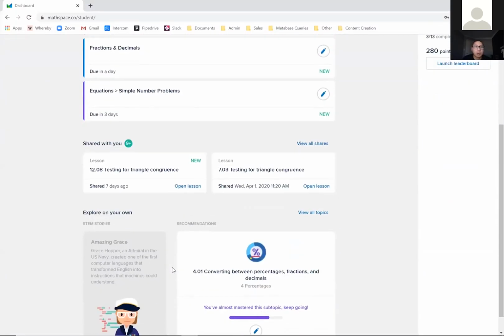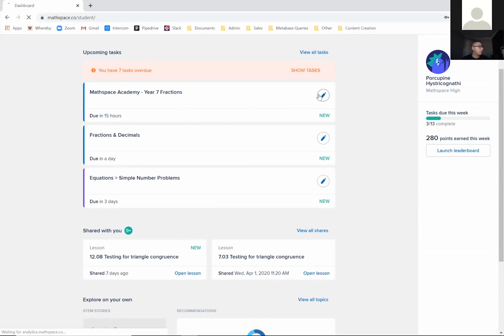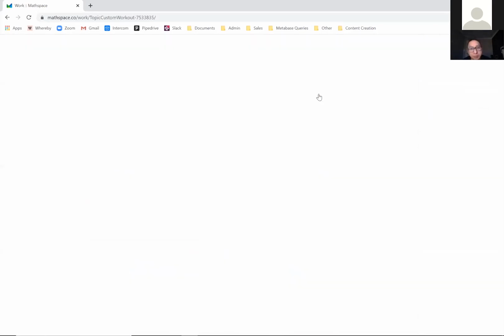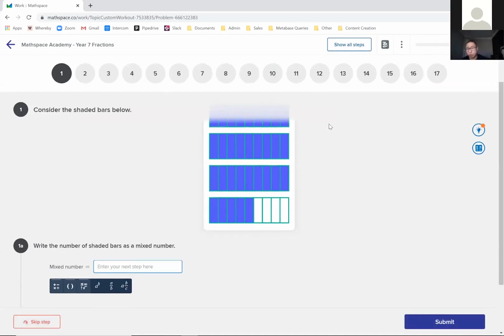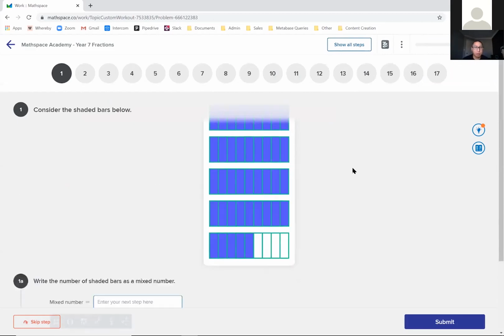Okay, let's jump into some Mathspace. Here we go. So here's my fractions one. We're going to do a couple of questions. Now, in this particular set here, I know that there are heaps of questions. We're not going to do all of them. I'm going to maybe pick out 5. I might talk through a couple, see how we go.